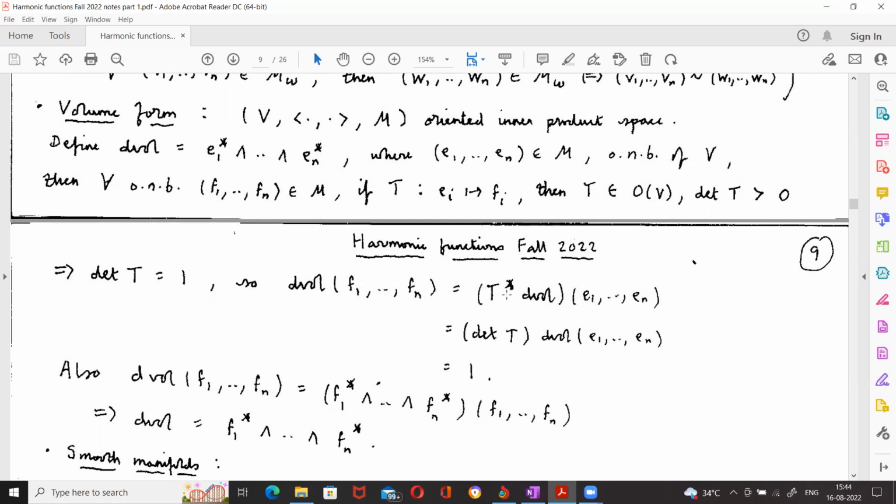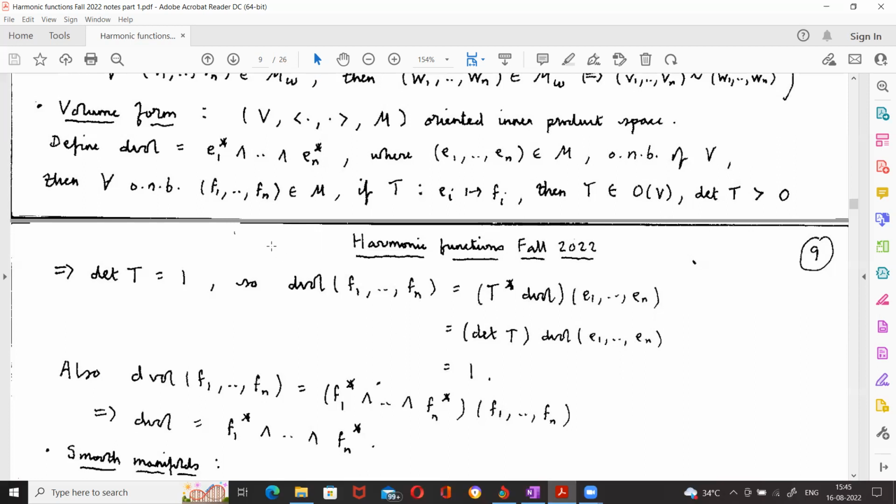And what is T star of d-vol? We know this is determinant of T into d-vol of E1 to En, but determinant of T is 1. So therefore, this is just d-vol of E1 to En, but d-vol is E1 star wedge En star. So this acting on E1 to En is just 1, right? So therefore, d-vol of F1 to Fn is equal to 1, all right?